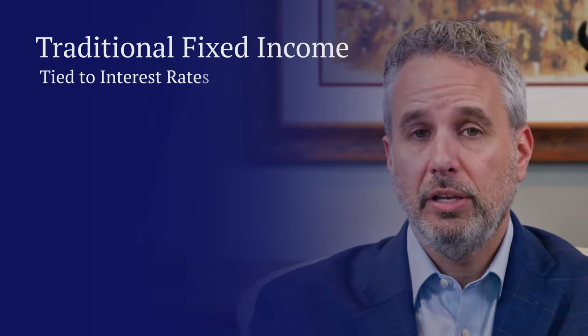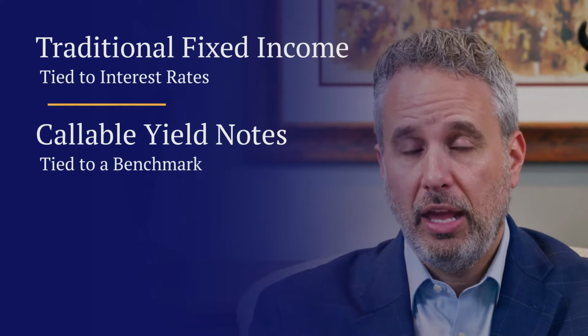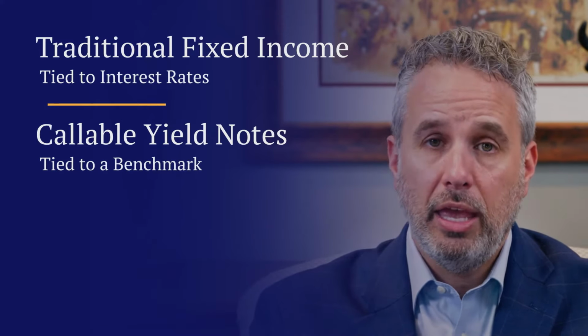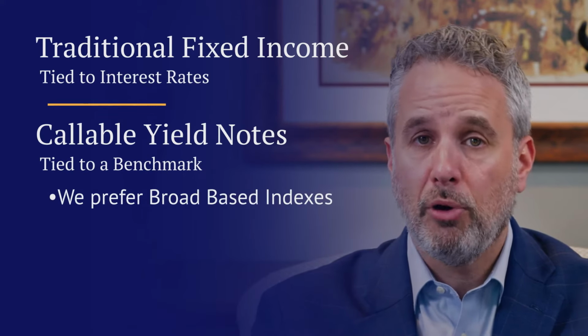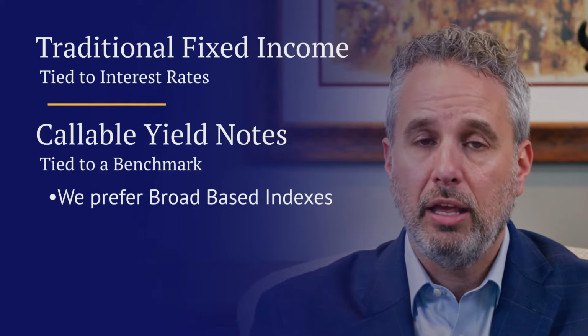Traditional fixed income is tied to interest rates, whereas callable yield notes are tied to a benchmark, anything that you can do an option on. Again, as with our growth notes, we prefer to do broad-based indexes that we feel are less volatile and tend to move less than individual securities do. These were extremely useful during 2022 when traditional bonds performed at a negative 14% on the aggregate bond index because as interest rates rose, bond prices fell. And our callable yield notes were tied to equities, not to interest rates, so they performed in a much more consistent manner.